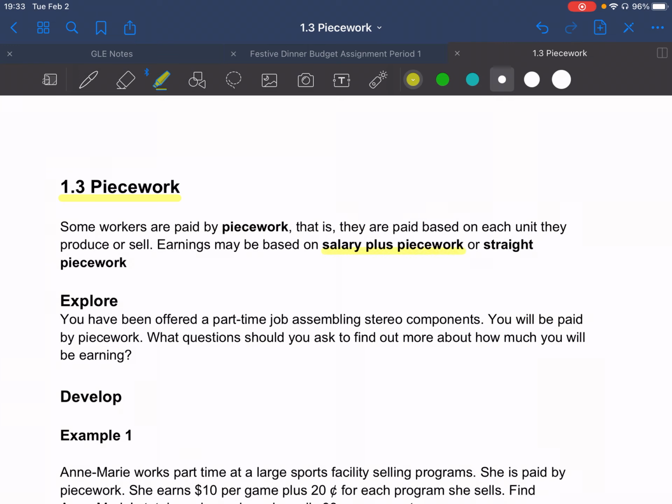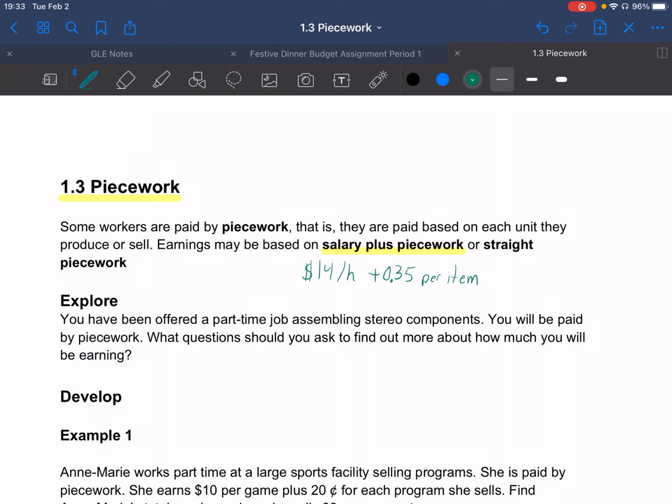What you can think of for that one is as if you are making $14 an hour plus, say, 35 cents for whatever you make per item. So when we're looking at this, we want to try to figure out if this is beneficial. This is a way in which a lot of people are paid, especially farmers.